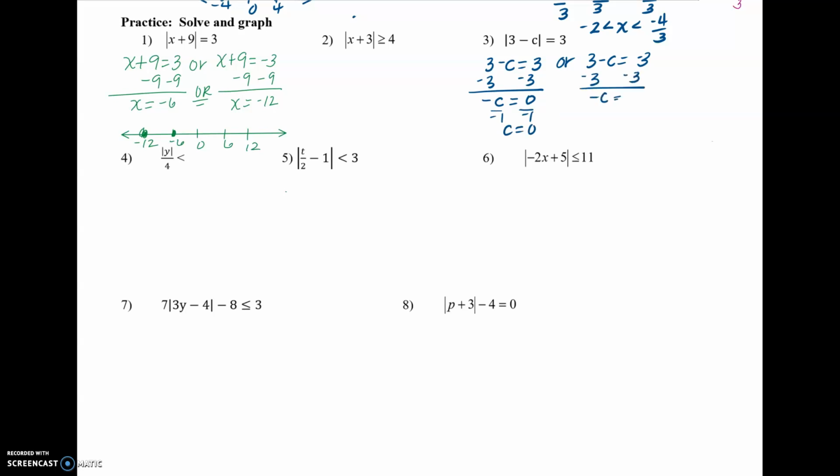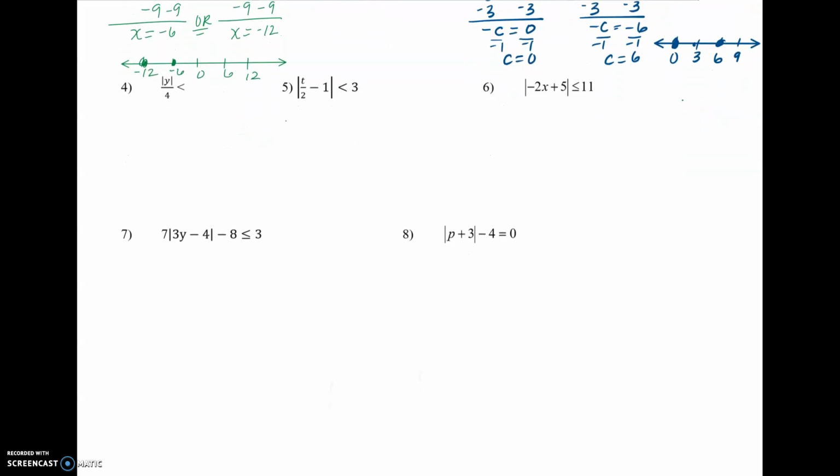Divide by negative 1. And when I do, I get c equals 6. So I have two solutions, c equals 0 or c equals 6. This time I'll go 0, 3, 6, 9. I have a solid circle on 6 and a solid circle on 0.